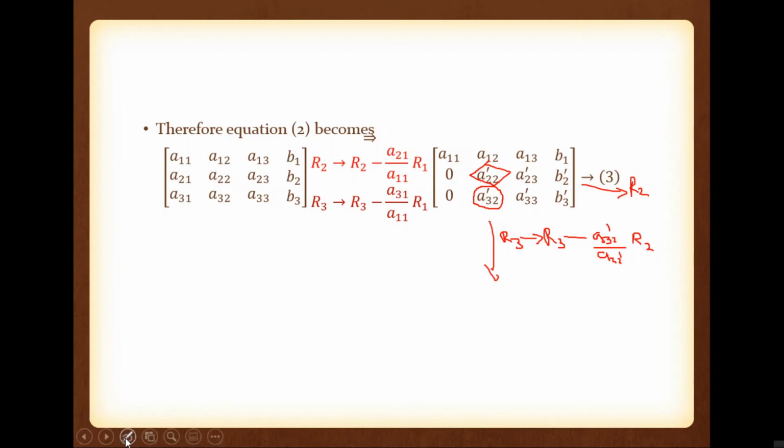So here what we are doing? We are removing the coefficient of x2. So this is known as second elimination. We are not removing the coefficient of this x2. Why? Because we want the upper triangular matrix. So there is no need to remove this element. We need to remove this one.